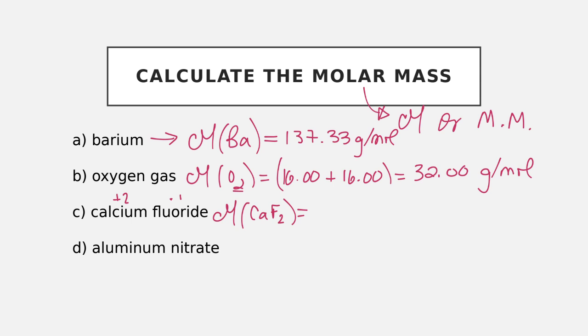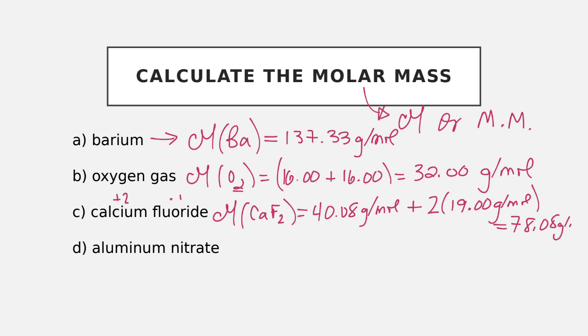We have 1 atom of calcium in that formula. A calcium weighs 40.08 grams per mole. We're going to add on the fluorine atoms. We have 2 fluorine atoms, and each fluorine weighs 19 grams per mole. So we calculate all of that together, and we get an answer of 78.08 grams per mole.